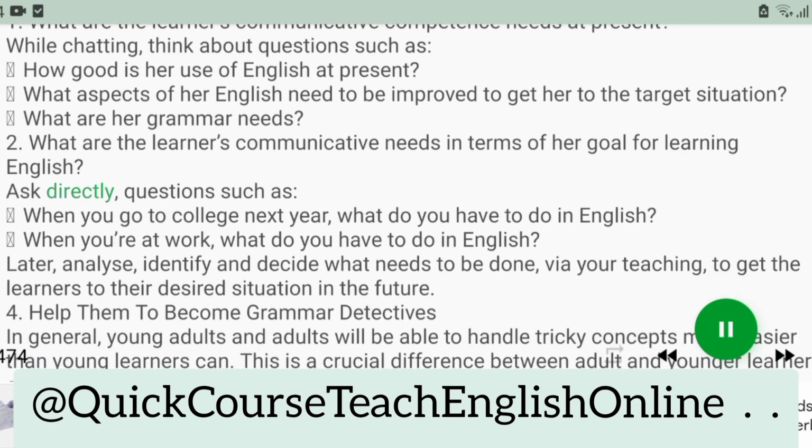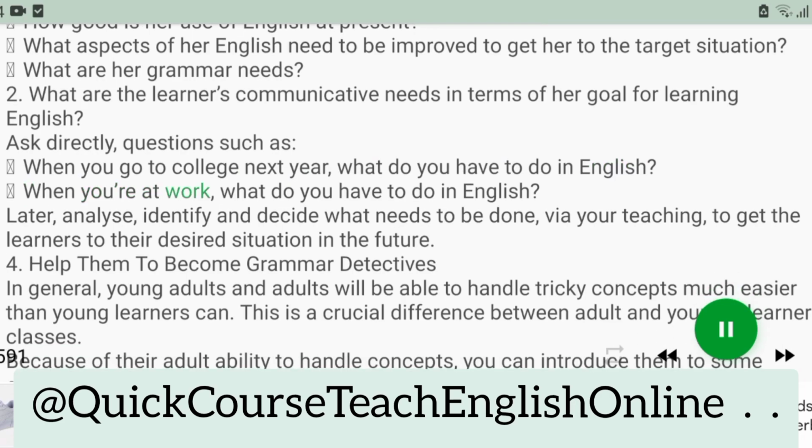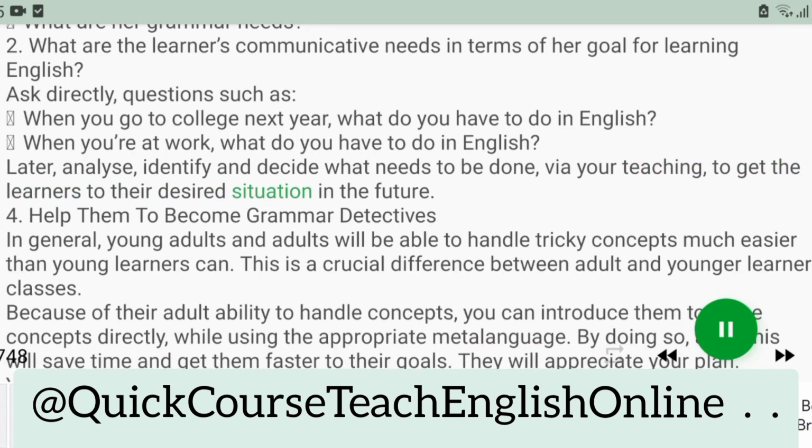Ask directly questions such as: when you go to college next year, what do you have to do in English? When you're at work, what do you have to do in English? Later, analyze, identify and decide what needs to be done, via your teaching, to get the learners to their desired situation in the future.